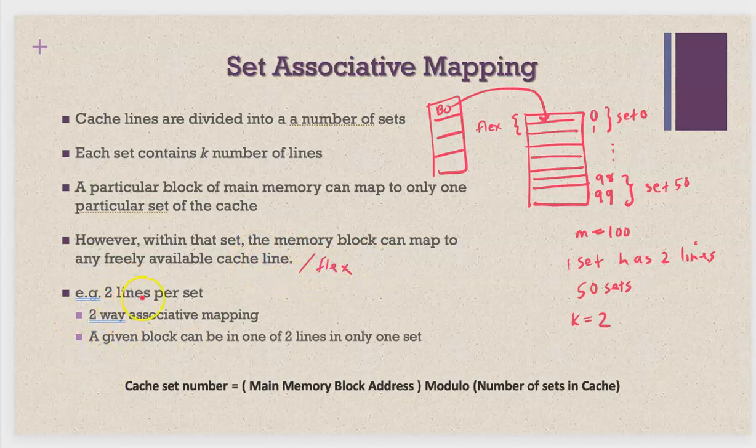So for example, we have 2 lines per set. We can call this 2-way associative mapping. If there are 3 lines in a set, we will call this 3-way associative mapping. And if we have 50 lines per set, we would call this 50-way associative mapping. But typically, I think it is limited to 64. Please correct me on that if you find other sources that prove otherwise. So a given block can be in one of 2 lines in only one set.